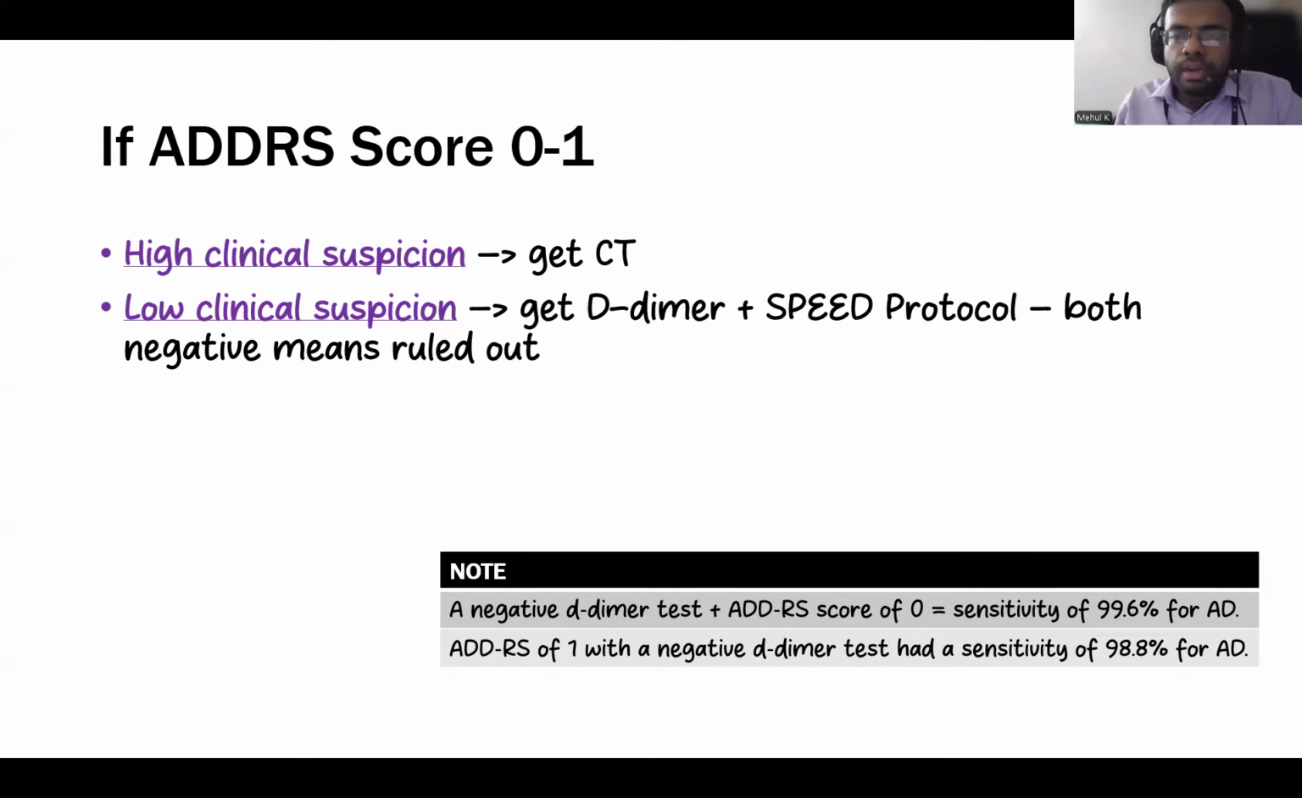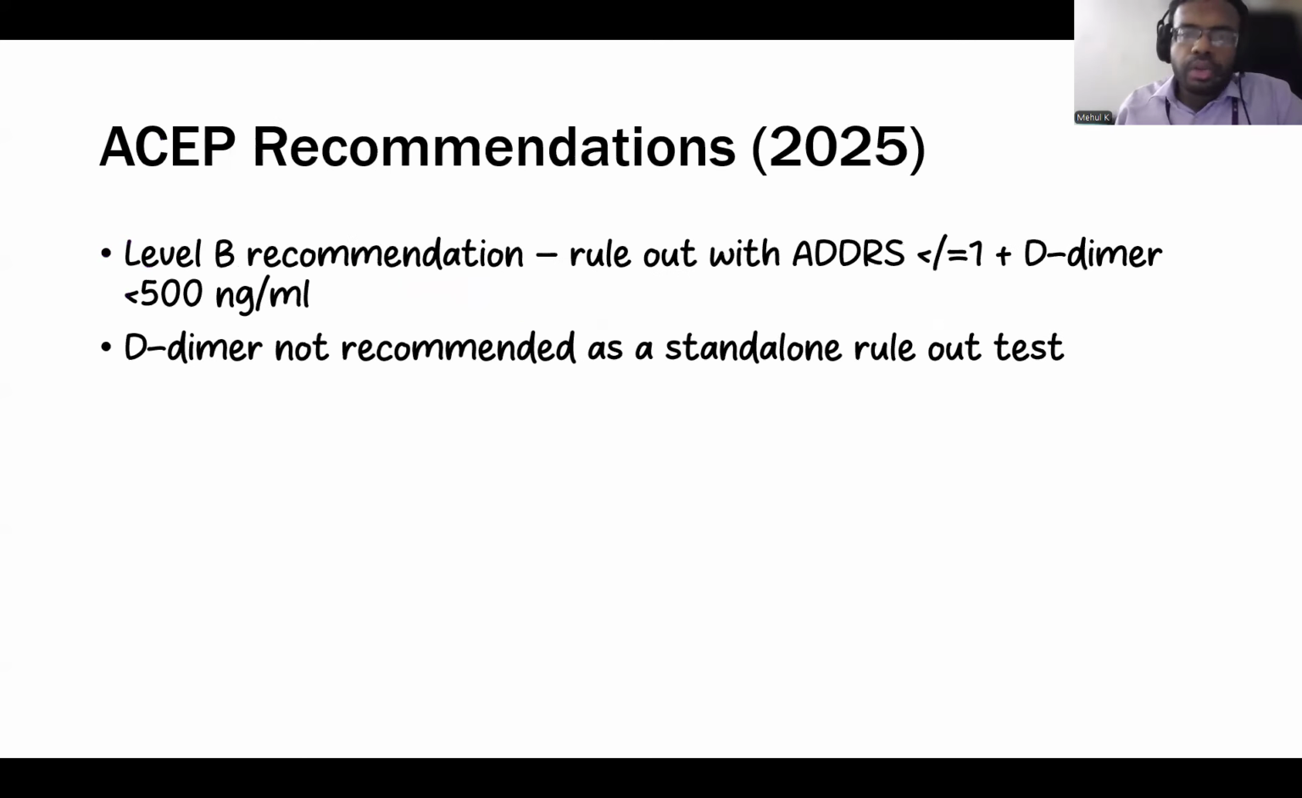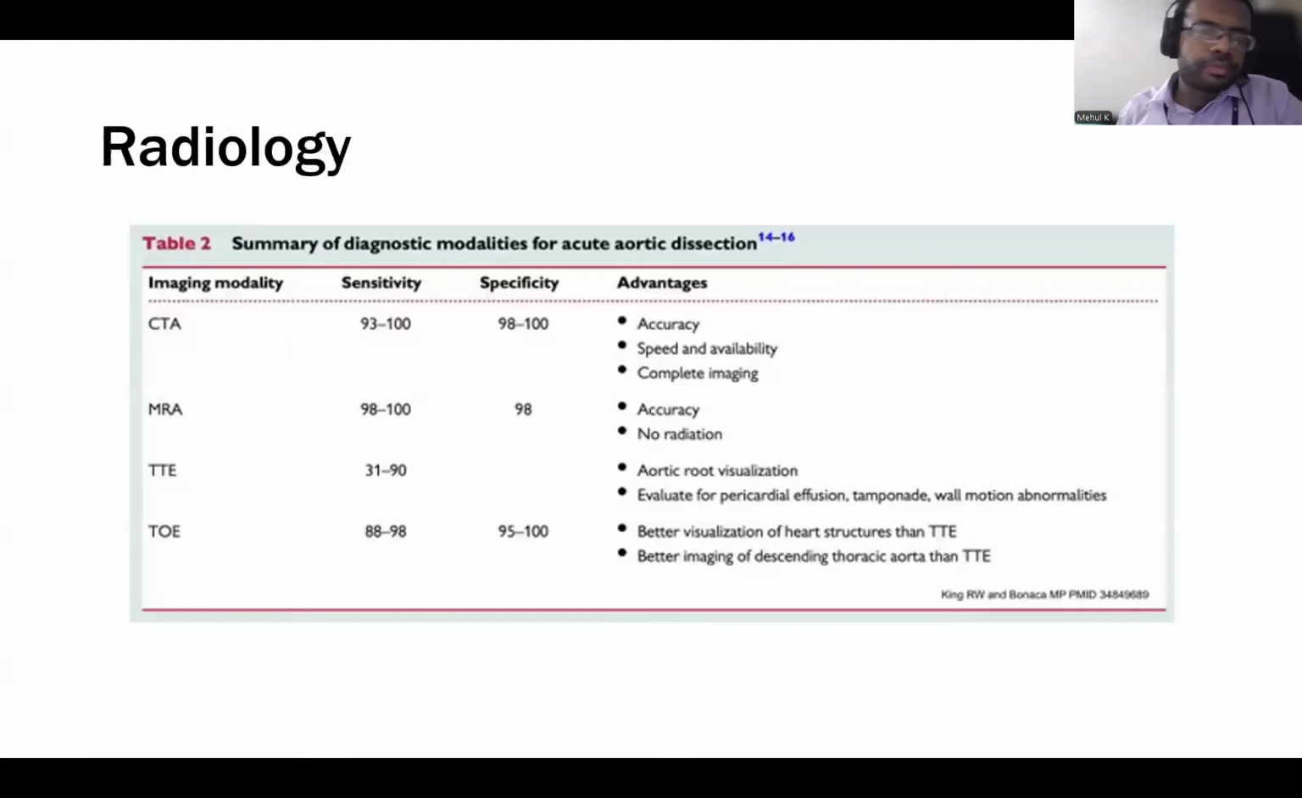Initially, ASAP did not recommend using these scores or using D-dimer until 2025. As per recommendations in 2025, they have given a level B recommendation where you can rule out dissection by a combination of ADD-RS less than or equal to 1 plus a negative D-dimer less than 500. But they have again stressed here that D-dimer alone is not to be used as a rule out test. So you cannot just do a D-dimer alone and then rule the patient out that way. That is not recommended. So as per the latest ASAP guidelines in 2025, you can use this approach.